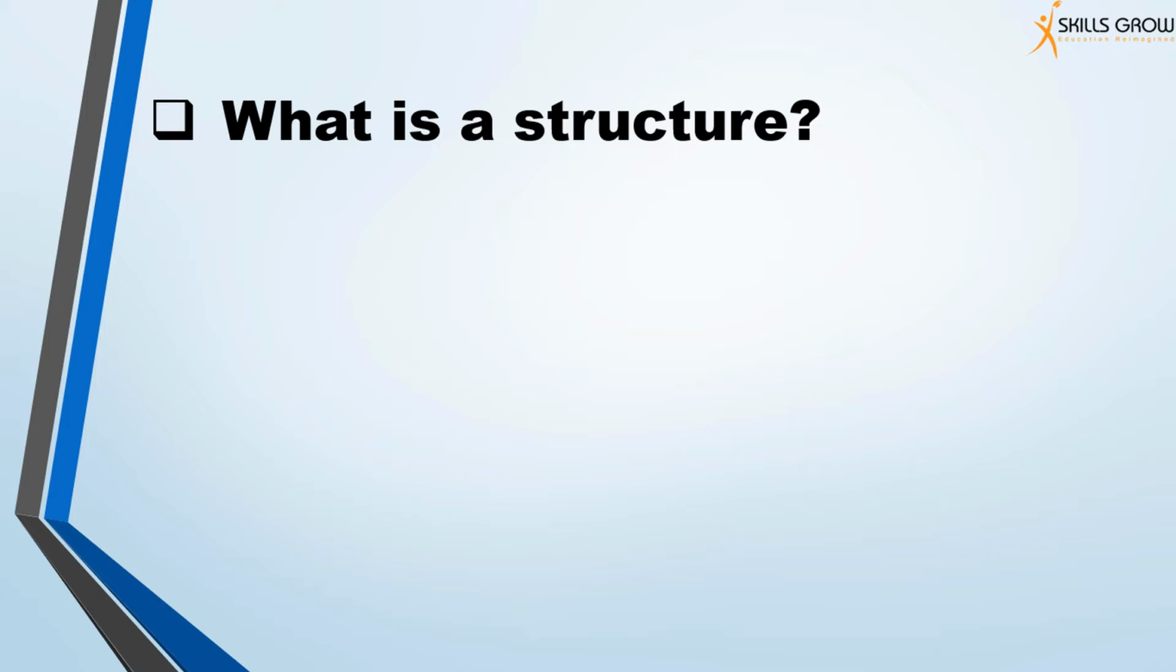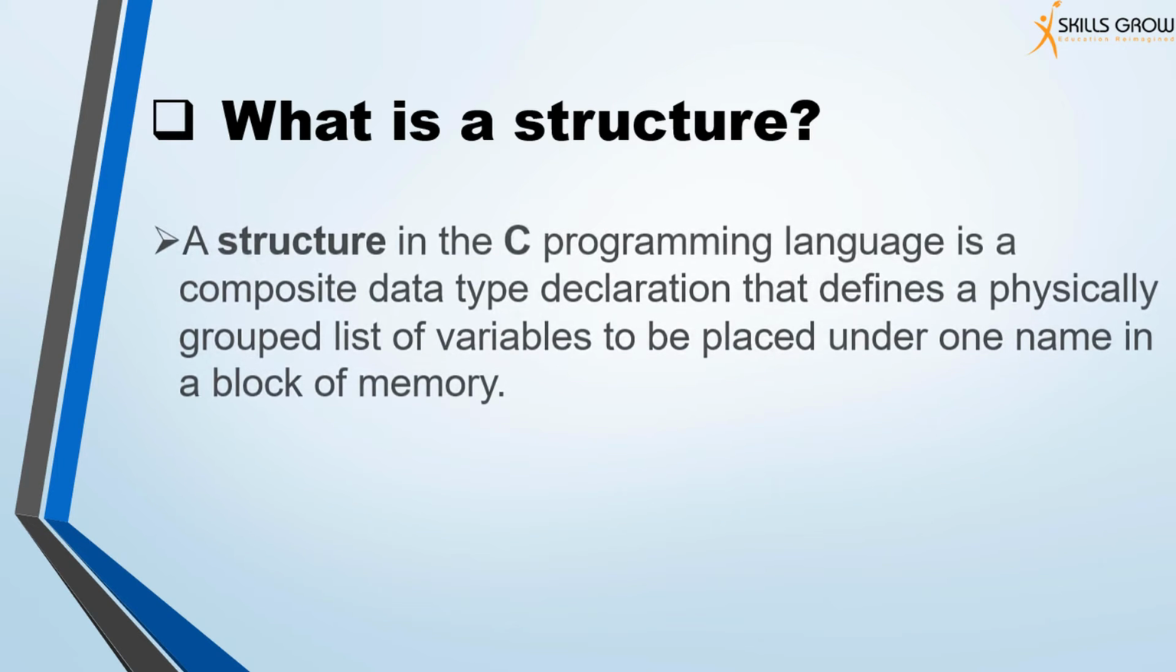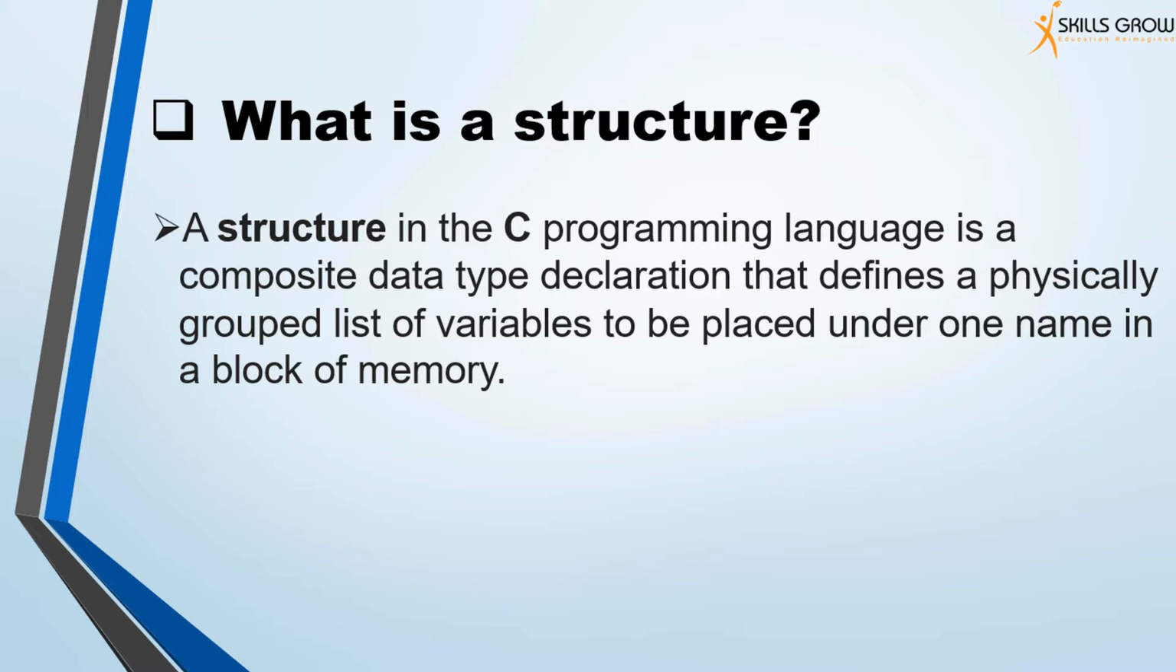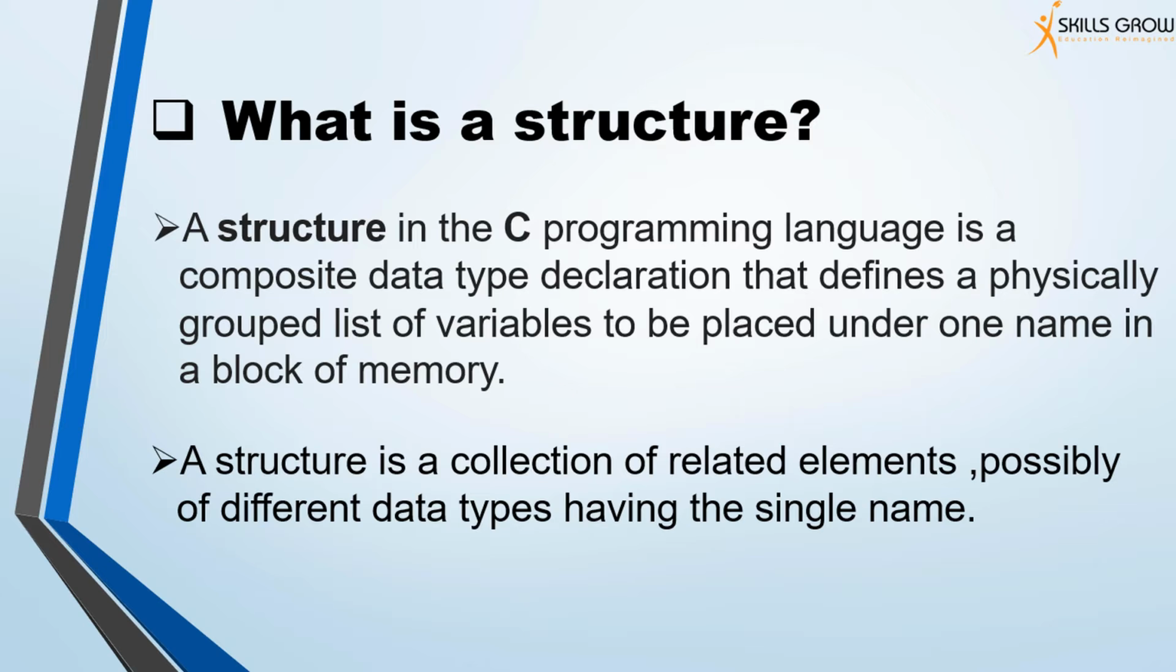What is a structure? A structure in the C programming language is a composite data type declaration that defines a physically grouped list of variables to be placed under one name in a block of memory. A structure is a collection of related elements, possibly of different data types, having a single name. By using structures, we can create our own data types. That means structure is a better way to extend a programming language.